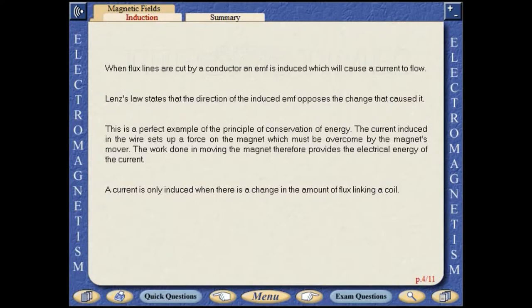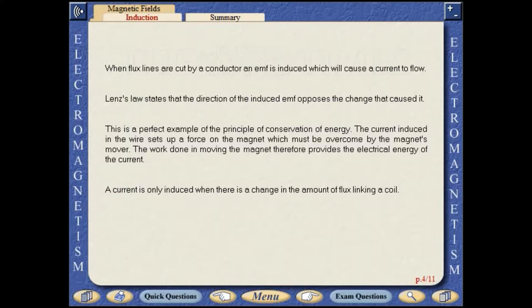When flux lines are cut by a conductor, an EMF is induced, which will cause a current to flow. Lenz's law states that the direction of the induced EMF opposes the change that caused it. This is a perfect example of the principle of conservation of energy.